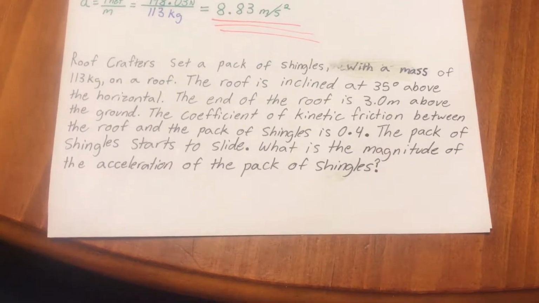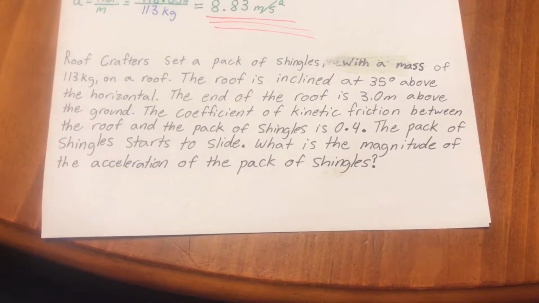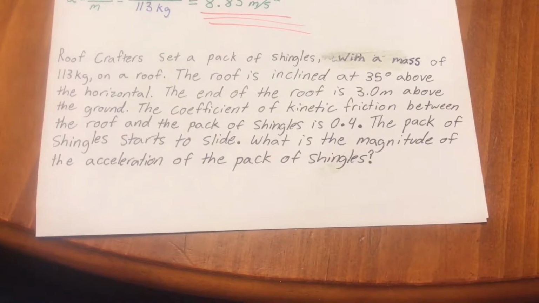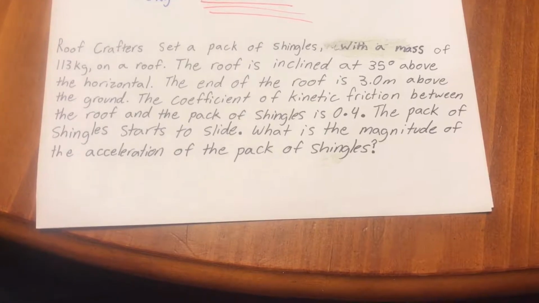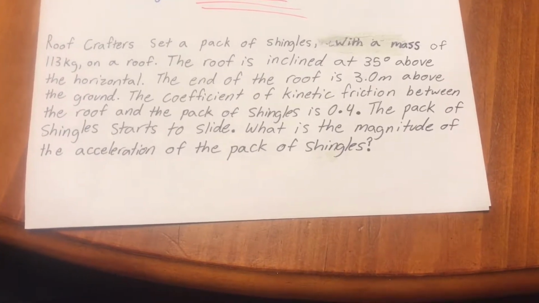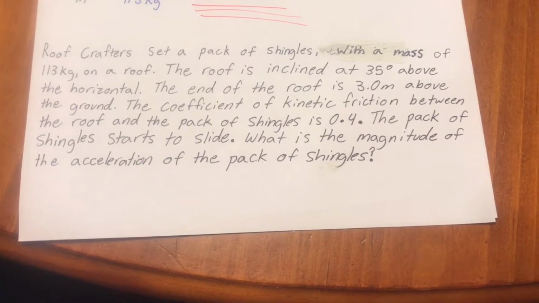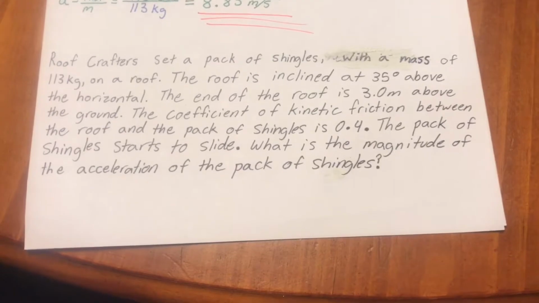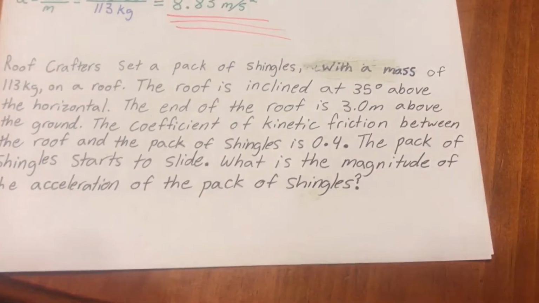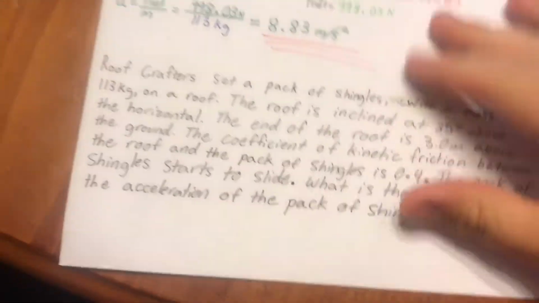Roof crafters set a pack of shingles with a mass of 113 kilograms on a roof. The roof is inclined at 35 degrees above the horizontal. The end of the roof is at 3 meters above the ground. The coefficient of kinetic friction between the roof and the pack of shingles is 0.4. The pack of shingles starts to slide. What is the magnitude of the acceleration of the pack of shingles?